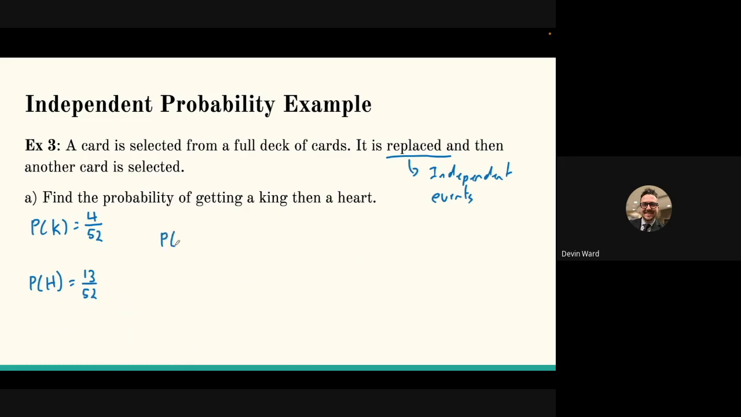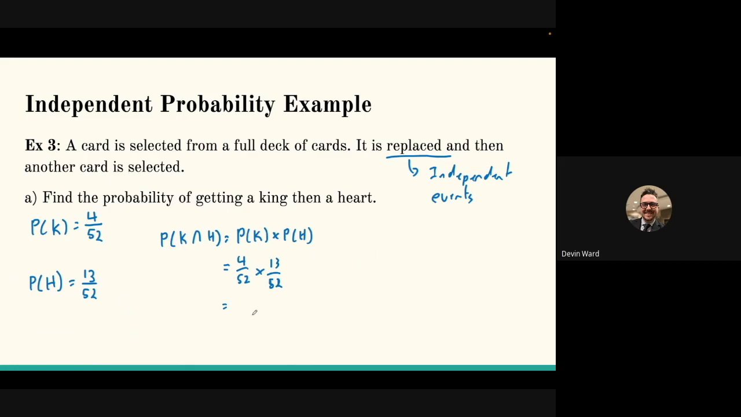Okay? Because they're independent events, the probability of getting a king and then getting a heart is the probability of a king times the probability of getting a heart, which would be 4 over 52 times 13 over 52. And you can multiply these together in a calculator.